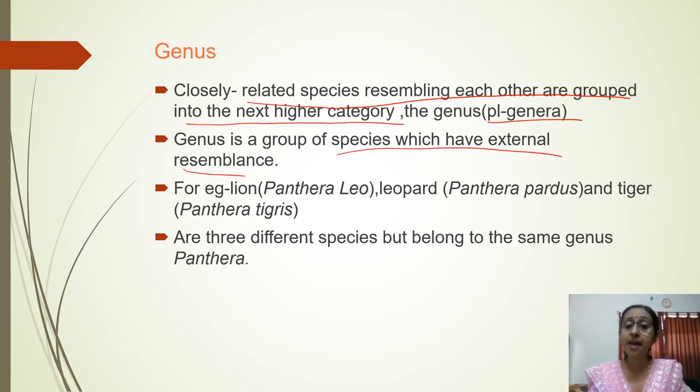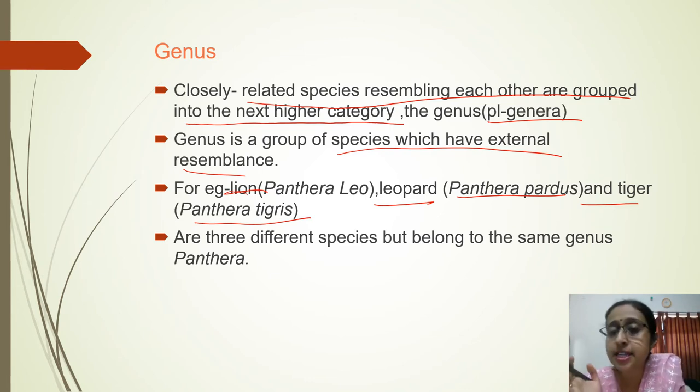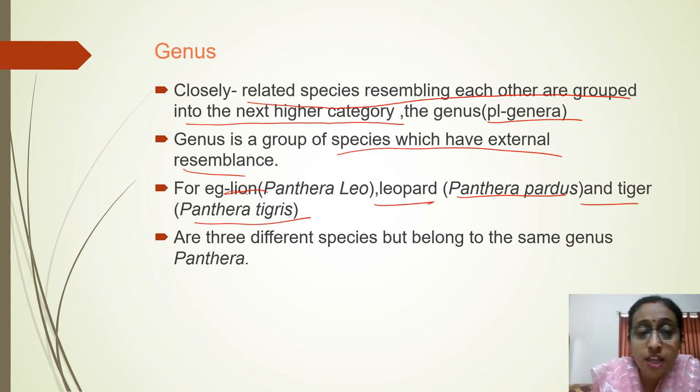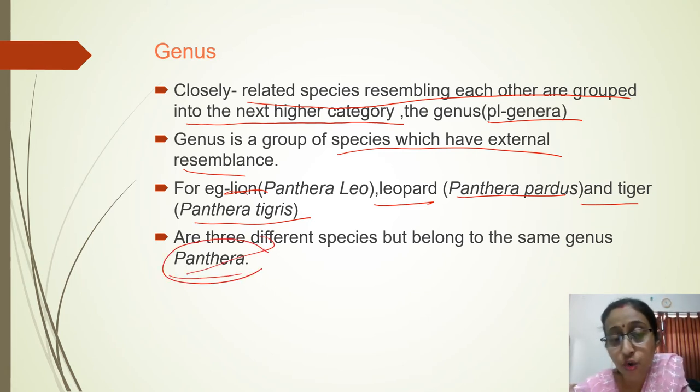Now we can say that Panthera leo, the lion, Panthera pardus, the leopard, and the tiger, Panthera tigris, have some external resemblance. They are all different species but belong to the same genus Panthera. Though the genus is the same, Panthera, the species are different: tigris, pardus and leo.